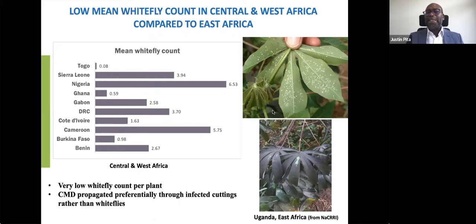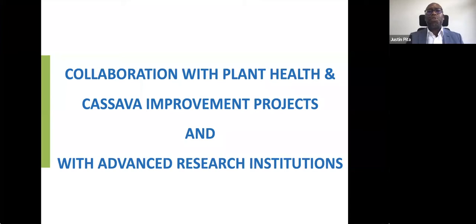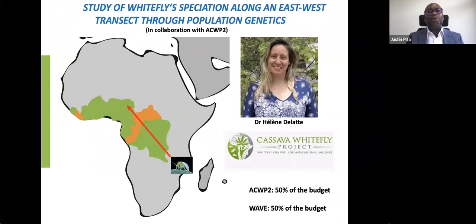That's the reason why we are working with advanced research institutions like the Cassava Whitefly Project, with whom we are working on studying the speciation along this route here, because we know that this species of whitefly that in East Africa is using this road to come to West Africa, through Rwanda, Uganda, Tanzania, and Central Africa. So this work is done with the Sierra de la Reunion.